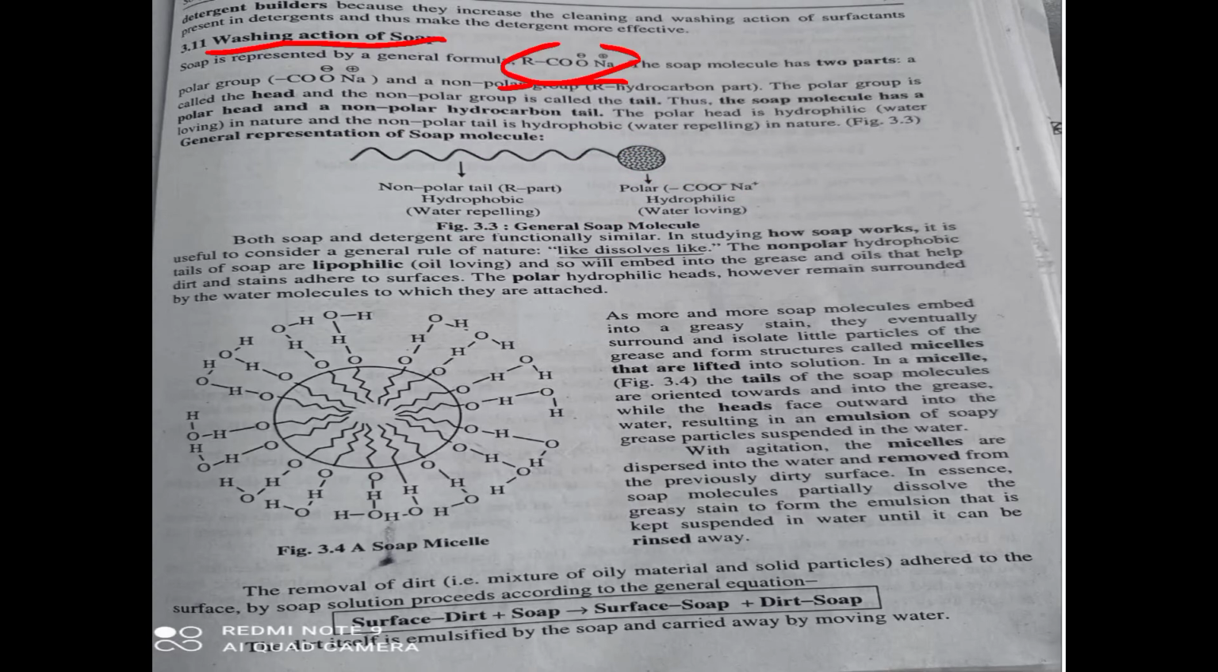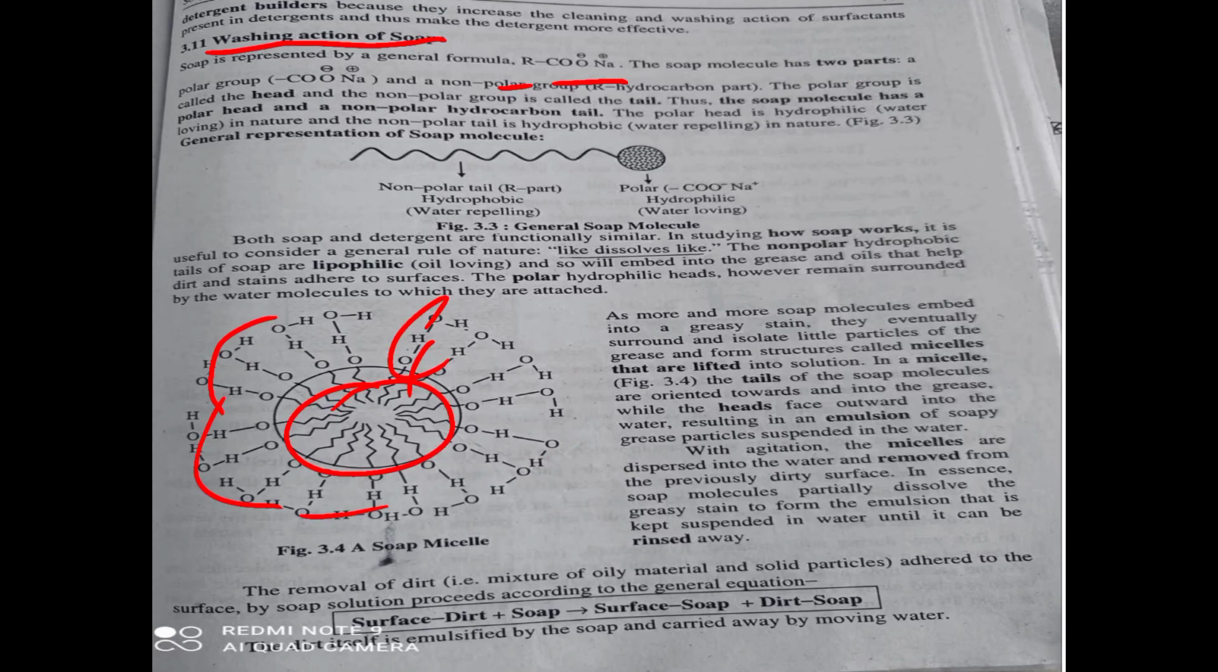Soap and detergents are functionally similar in how they work. In studying how soap works, detergent and soap are the same. To understand how soap works, it is useful to consider the general rule of nature, like dissolves like. The non-polar hydrophobic tails of soap, lipophilic, will go into the grease and oil, which helps lift dirt and stain to the surface. The polar hydrophilic head remains surrounded by the water molecules to which they are attached. Here, this is the surfactant, this is a water molecule, binding here.